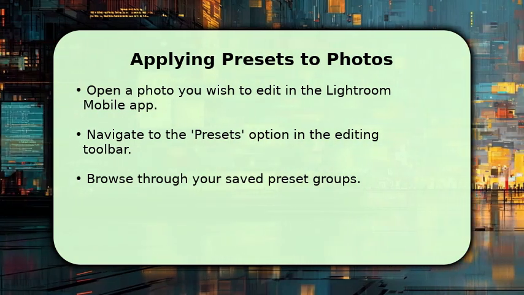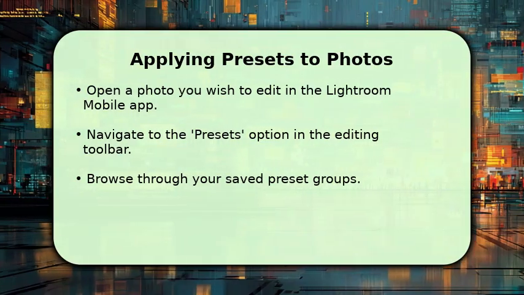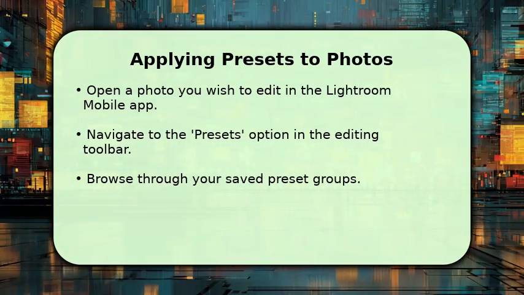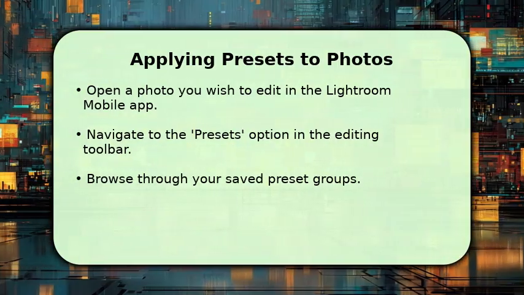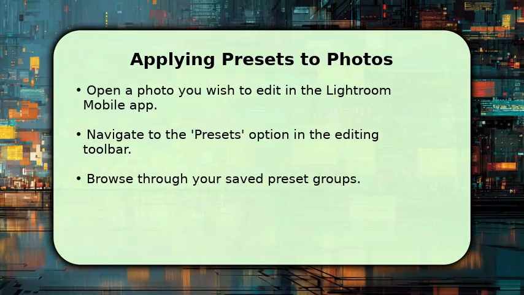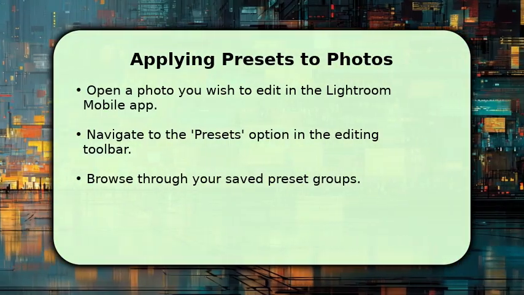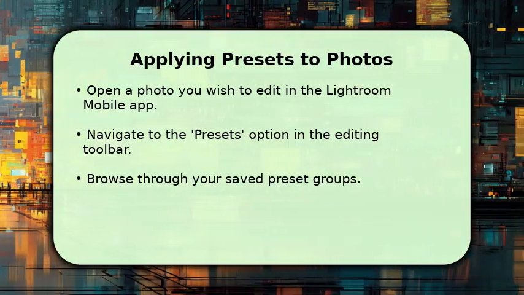Open any photo you want to edit in the Lightroom Mobile app. Scroll through the editing toolbar at the bottom until you find the presets option. Tap on it, and you'll see your saved preset groups. Browse through them and simply tap on a preset to instantly transform your image. You can experiment with several presets to find the perfect look for your photograph.